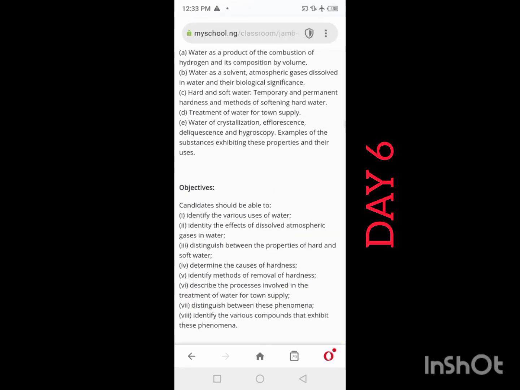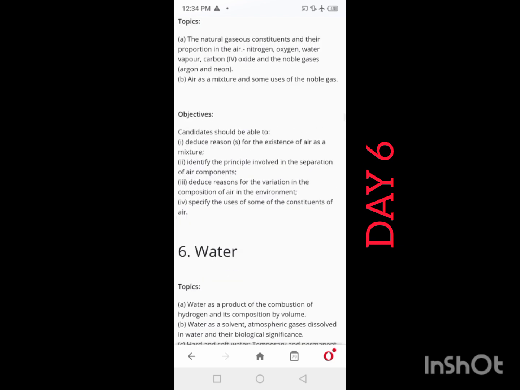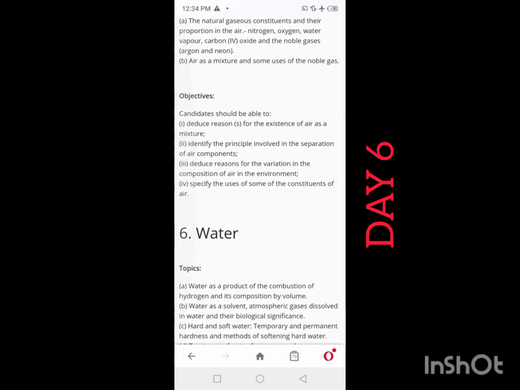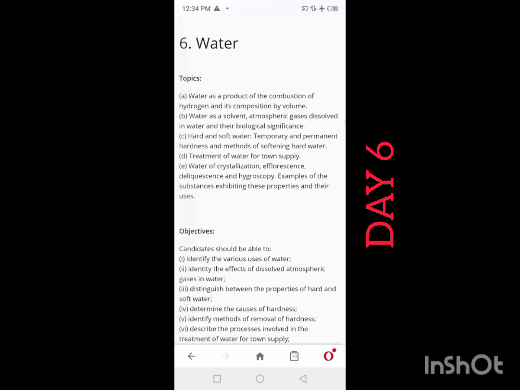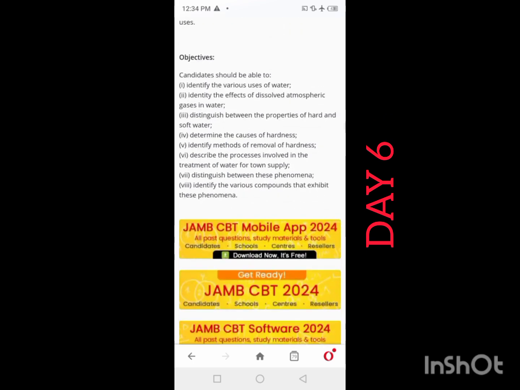But let me highlight something. This air topic here has something about noble gases. Noble gases is something you see in your textbook. Uses of noble gases is a very important topic to cover for your Jamb and Waec. So that's what you do on the sixth day.